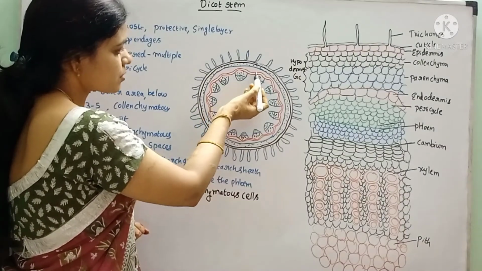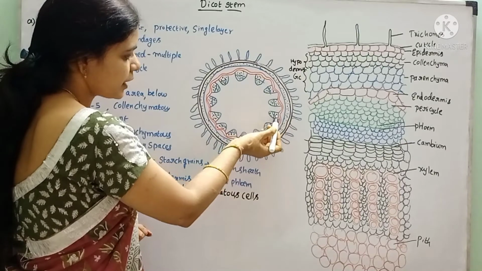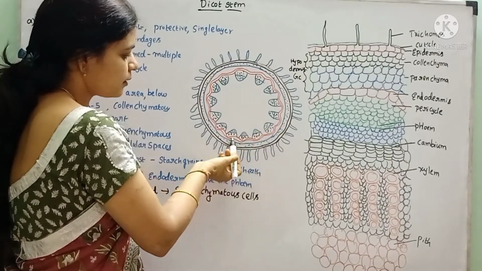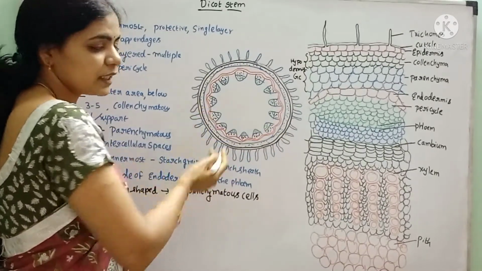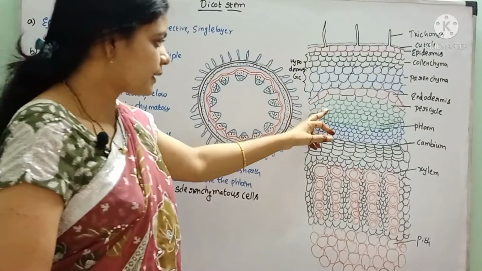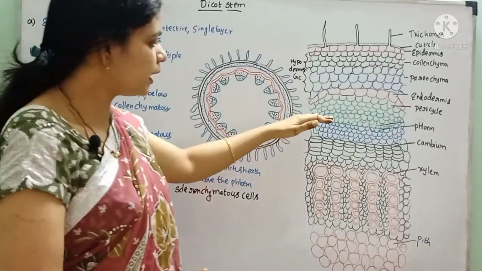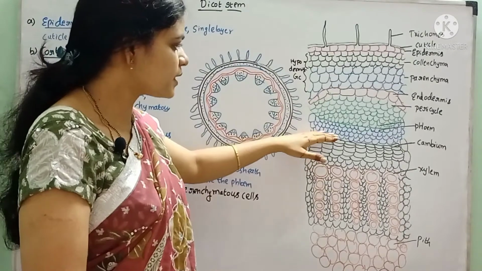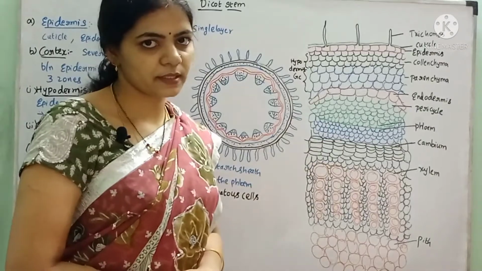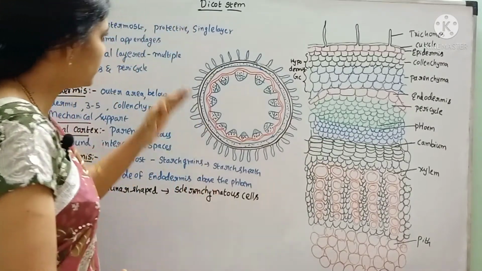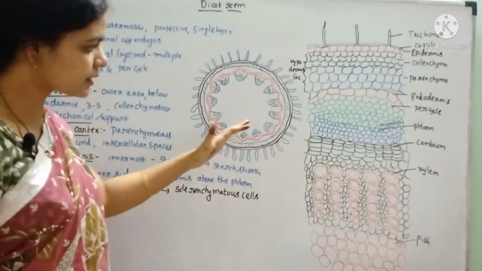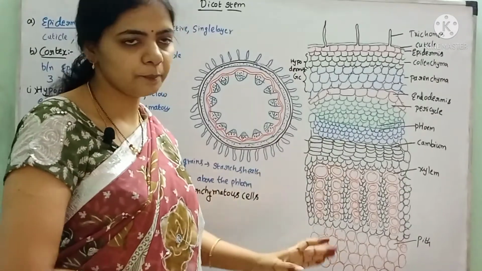See this, we have drawn some semilunar shape, right? These semilunar shaped structures are nothing but the pericycle patches. And below this pericycle, what is present? Vascular bundles are present. This is about the dicot stem. In the next video, we will study about the vascular bundles and pith.